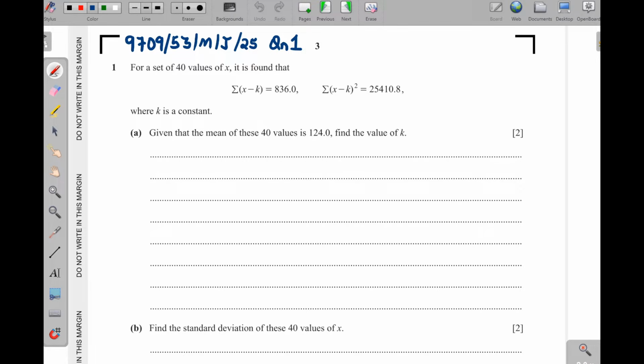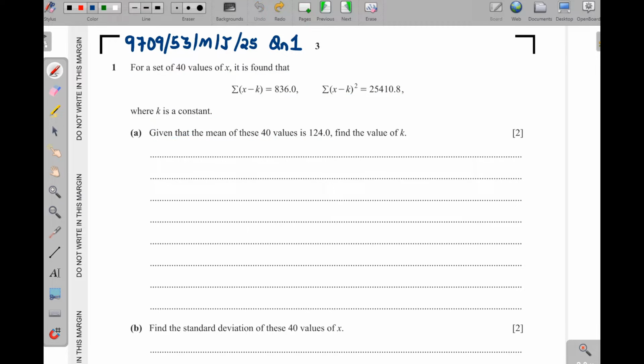Question 1 is coming from coded data in statistics. They're saying for a set of 40 values of x, it is found that the summation of x minus k is equal to 836. Then the summation of (x minus k) squared is equal to 25,410.8, where k is a constant. And then part A, given that the mean of these 40 values is 124, find the value of k.